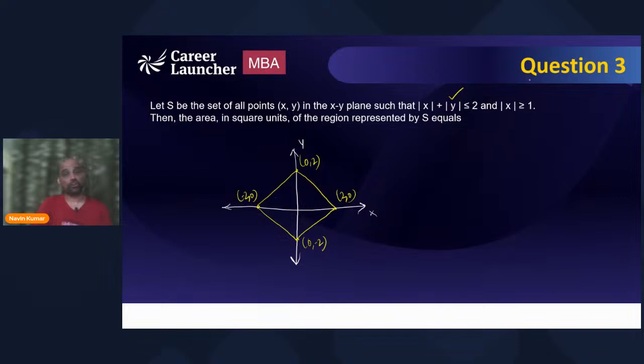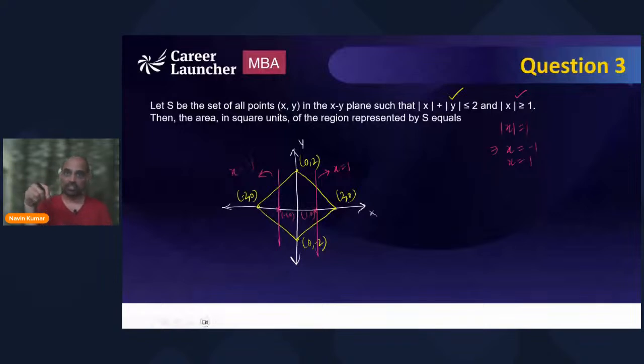Now, if you're talking about mod of x greater than or equal to 1, so mod of x equal to 1 will give us x is equal to -1 and x is equal to 1. So these are a pair of vertical lines. One which will pass through x is equal to 1 and another which will pass through x is equal to -1. Right? So this point is (-1, 0). This point is (1, 0). So this line is x is equal to 1. This is x is equal to -1. Please remember, x is equal to 1 is not a point. It's a line. Similarly, y is equal to k is a line. It's not a point. Okay.